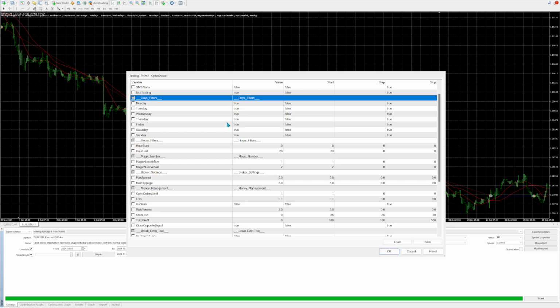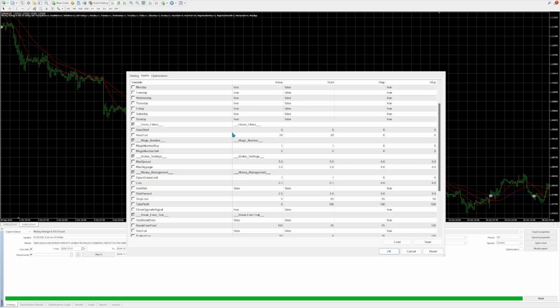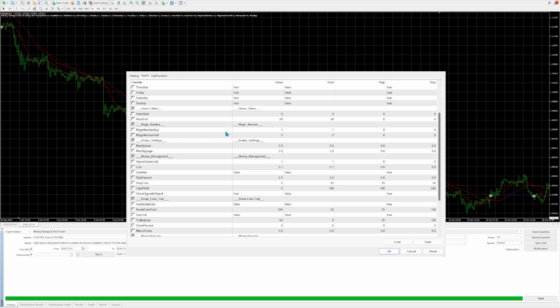Choose the days of the week that you'd like to trade or have signals, and the same with the hours filter. You have the hour start and hour end you can choose from. Magic number is basically the order ID. So you can set the magic number or the order ID for the buy and sell trades. This is useful if you're perhaps running multiple expert advisors on the same trading platform. You don't want them to clash with each other.